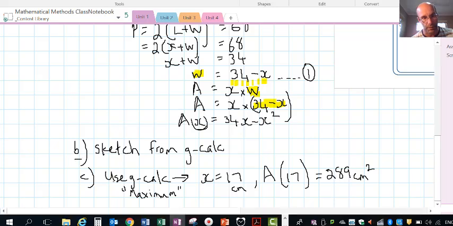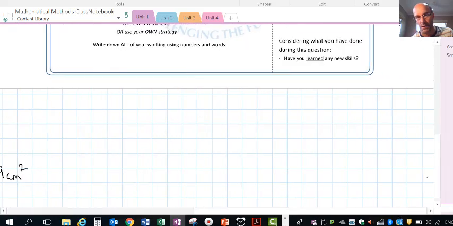So returning to the question, the sketch is from the graphics calculator in part B. We just copy that into our book, and then in part C we're using the G-Calc. So the graphics calculator did make life easy. This could have been a much harder problem if it was a technology-free question, which could be asked of you, but we used the maximum function from the analyze graph menu, x equals 17 centimeters, and subbed into the area. That gives us 289 centimeters squared.